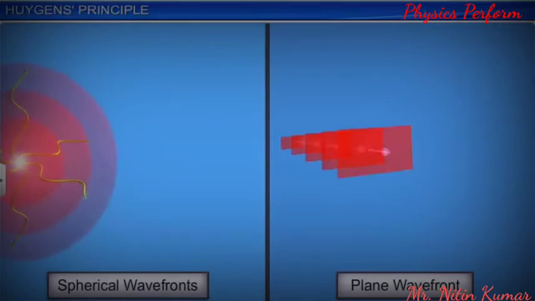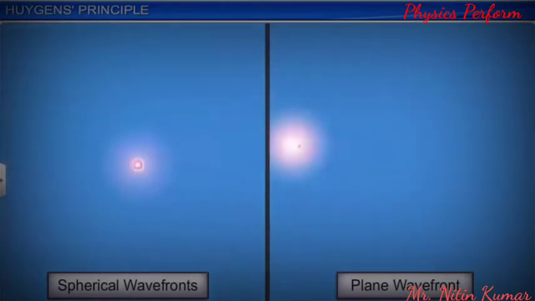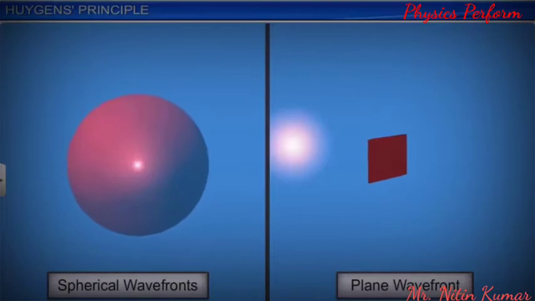Note that a wave front is a surface of constant phase. If a particular wave front is a locus of points with maximum amplitude, it continues to be like that as it propagates through the medium.